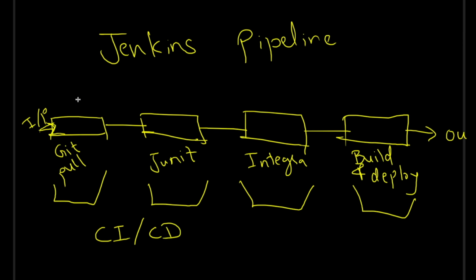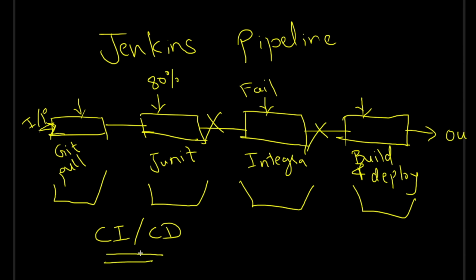Every stage here in a Jenkins pipeline has its own pass and fail criteria. For example, JUnit has an 80% criteria to pass, and if the coverage is not 80%, this pipeline can fail. In case of integration tests, if there is any failure, we can just abort this pipeline and fail.